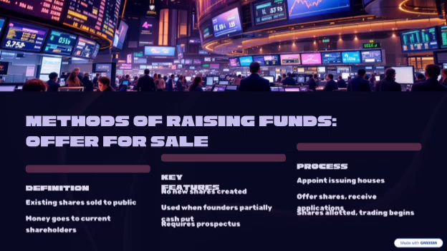But what is the process? Number 1, the company appoints issuing houses, that is investment banks. Number 2, existing shares are offered to the public. Number 3, applications are received and shares are allotted. And number 4, trading begins on the stock exchange market floor.